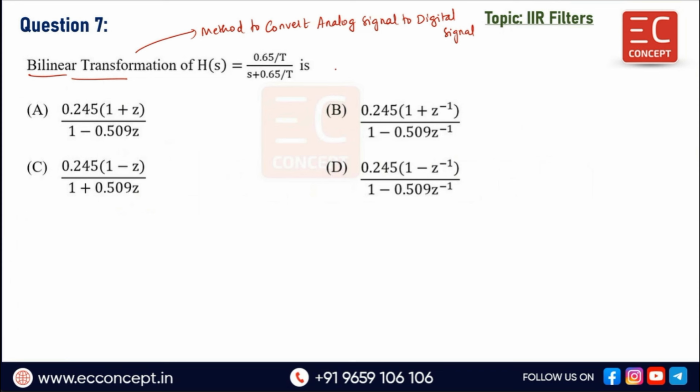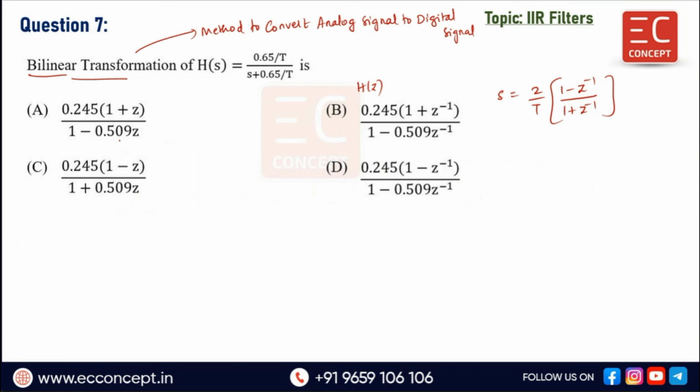In the transformation, wherever the S term is there, we need to replace it by 2 by T, (1 minus Z inverse) by (1 plus Z inverse). That transforms from the analog signal to the digital signal. So instead of S, we substitute 2 by T, (1 minus Z inverse) by (1 plus Z inverse). Then we directly get H of Z.